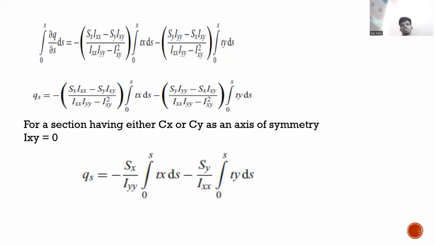So as we all know, for the moment of inertia Ixy, if there is a center of symmetry along the x direction and y direction, the equation should be considered. If you substitute 0 in this equation, here it will become 0, and this Sy by Ixy will also become 0, and this I square xy also becomes 0. Sx into Ixy also becomes 0. So the equation becomes qs equals Sx by Iyy integral of 0 to s of t x ds, minus Sy by Ixx into integral of 0 to s of t y ds.